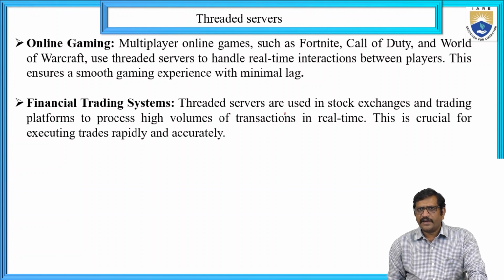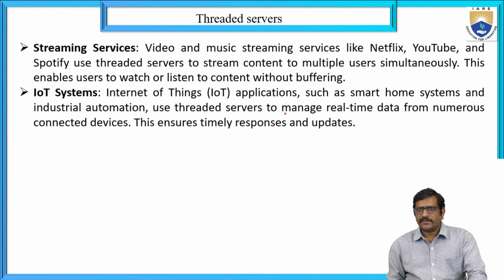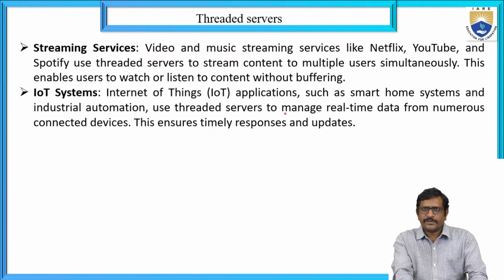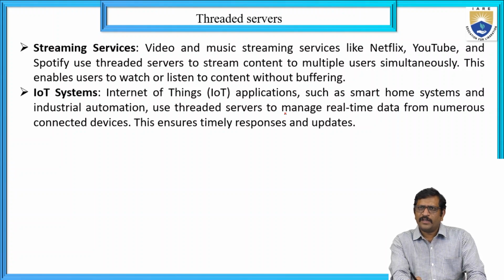Now we can also utilize streaming services. Streaming services means video and music streaming services like Netflix, YouTube and Spotify, which use threaded servers. By using threaded servers in Netflix and YouTube, the content is streamed, flowing and transferring information to multiple users simultaneously. In Netflix, multiple users can see the content, which enables users to watch or listen to content without buffering.